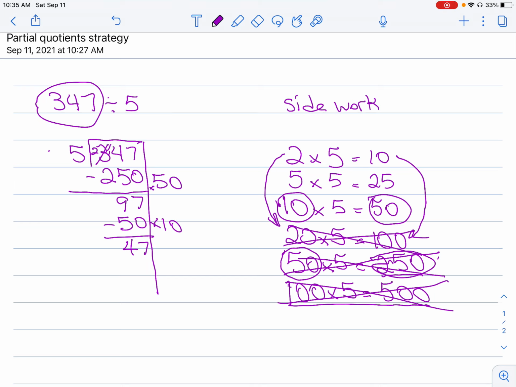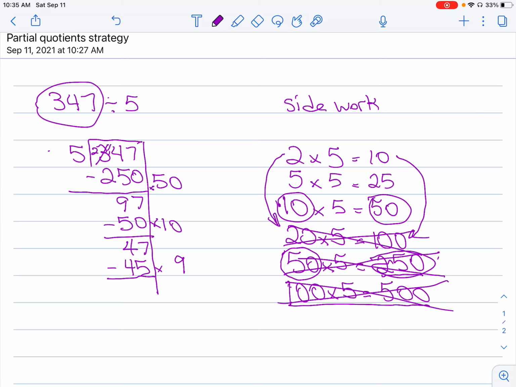Now, at this point, I'm starting to get down to a smaller number. I could say to myself, do I know the basic fact for 47 divided by 5? And probably you do. If you counted backwards from 47, 46, 45 would work. And what is 45 divided by 5? It is 9. So 9 groups of 5 is 45.